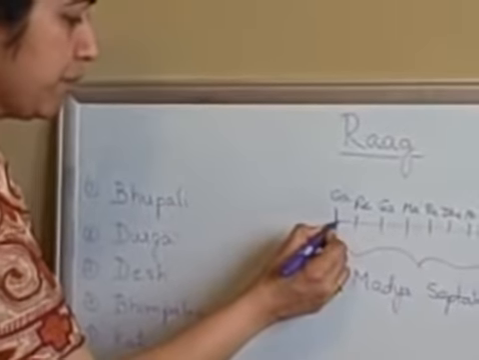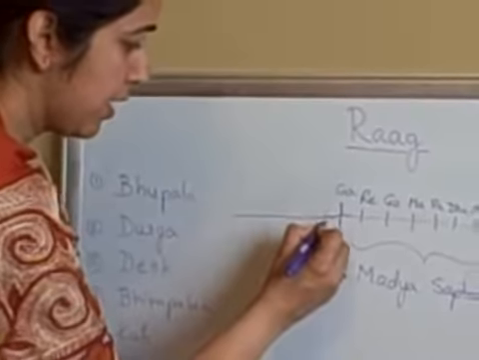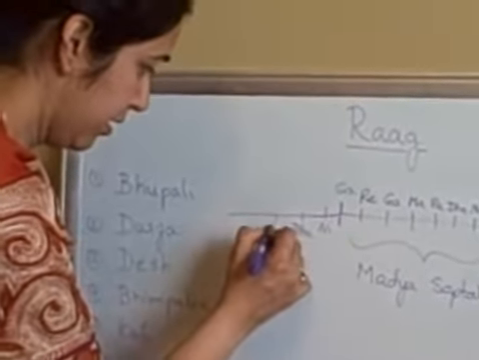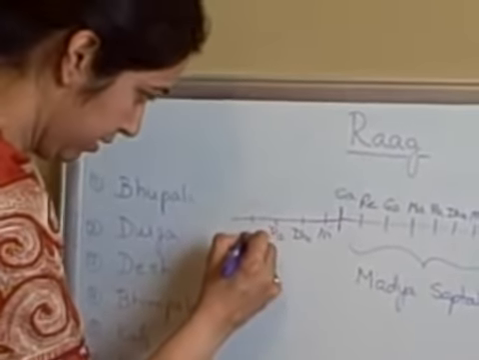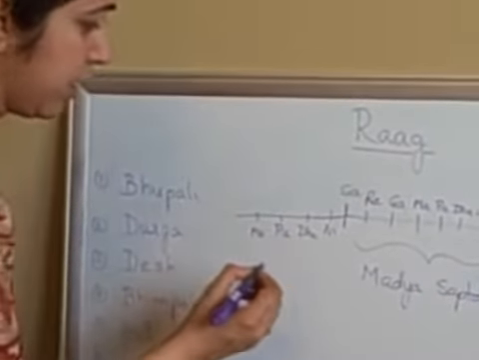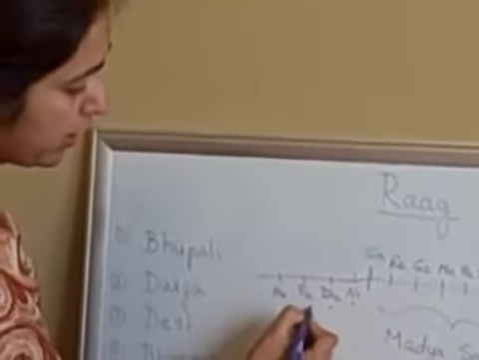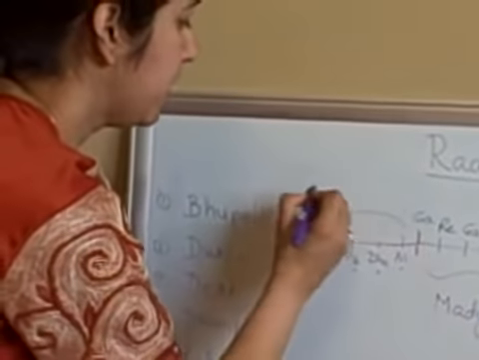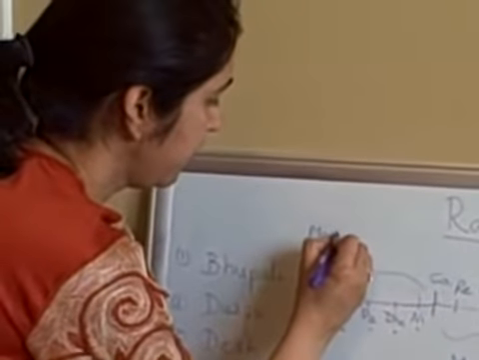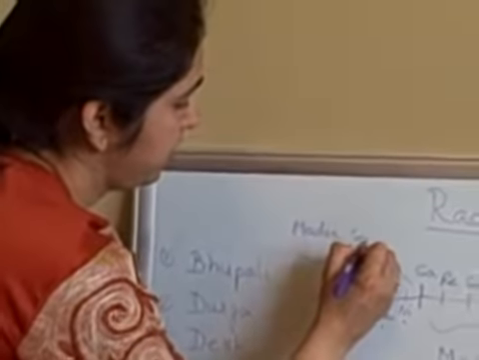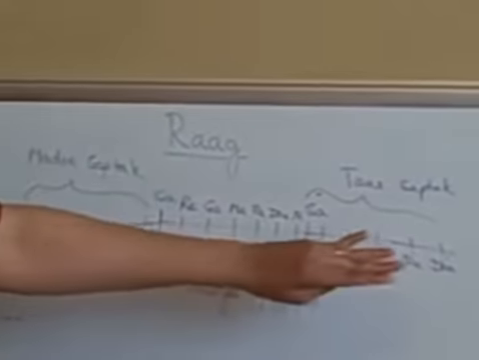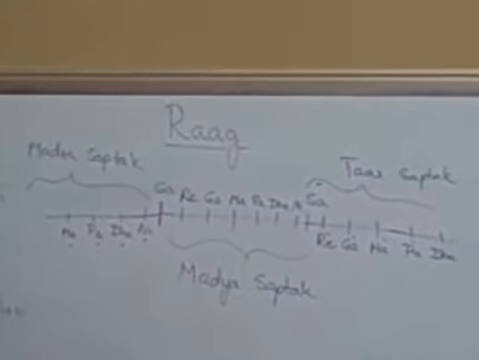Now we can also come below this, which is Sa, ni, dha, pa, dha, ni. This is denoted by a dot underneath the swar, and this is called the Mandra Saptak. Mandra for lower. So Mandra Saptak, Madhya Saptak, Tar Saptak: 3 octaves that we deal with in complete music.